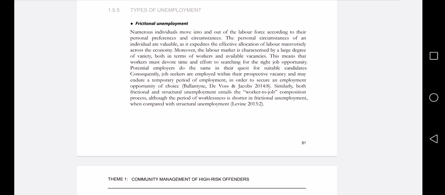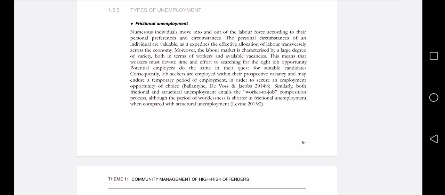Moreover, the labor market is characterized by a large degree of variety both in terms of workers and available vacancies. This means that workers must devote time and effort to searching for the right job opportunity. Potential employers do the same in their search for suitable candidates. Consequently, job seekers may endure a temporary period of unemployment in order to secure an employment opportunity of choice. Wanty and DeVos and Jacobs 2014, page 8.